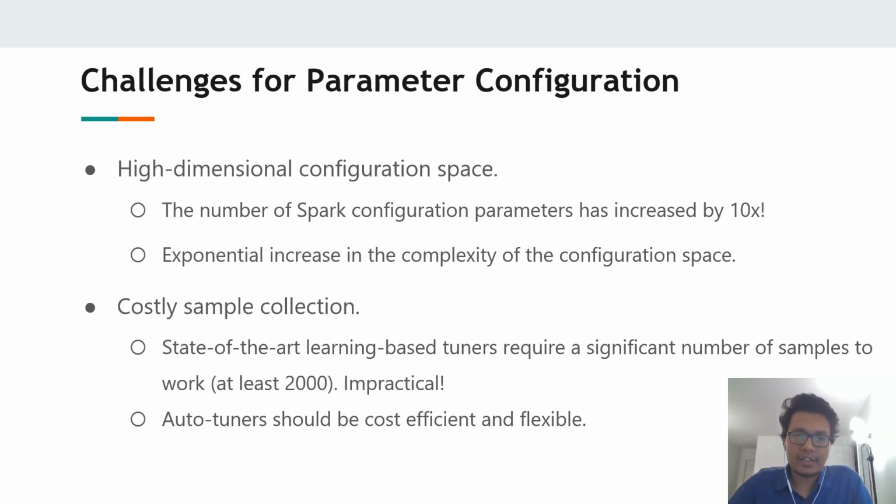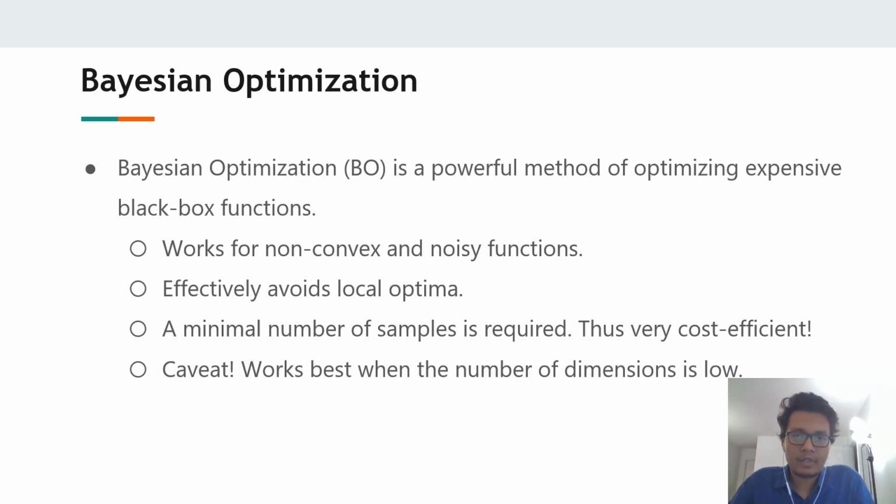The second challenge is costly sample collection. Sample collection of Spark workloads is a costly proposition, and state-of-the-art learning-based tuners require a significant number of samples to work, at least 2,000, which is impractical in most real-life scenarios. In order to be feasible, auto-tuners should be cost-efficient and flexible.